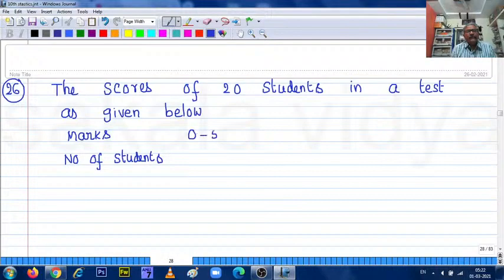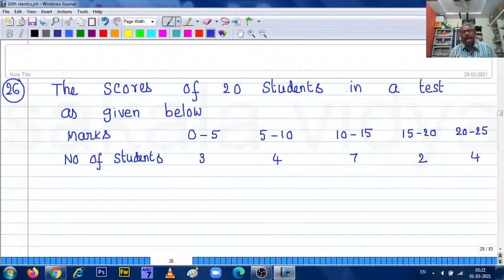0 to 5, 5 to 10, 10 to 15, 15 to 20, 20 to 25. So 0 to 5 there are 3, 5 to 10 there are 4, 10 to 15 there are 7, 15 to 20 there are 2 students, and here 4.